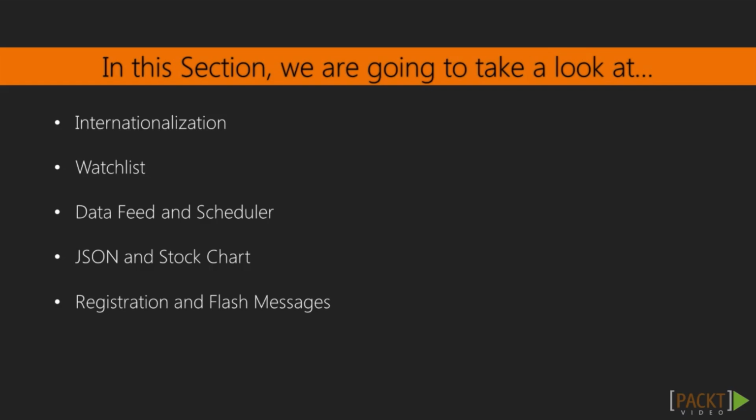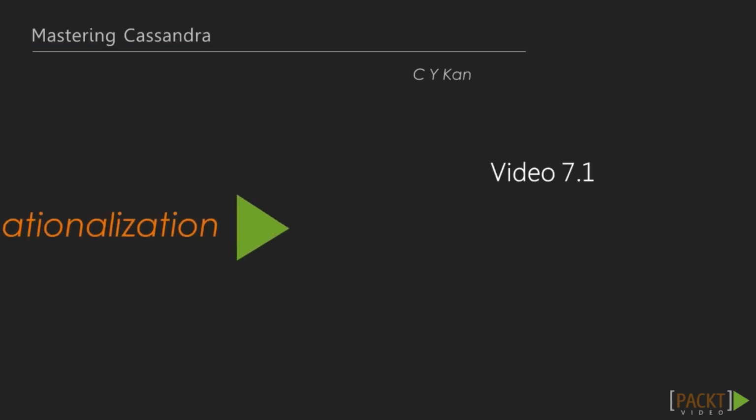We'll make use of message sources to enable internationalization of the application. We'll also build the watchlist function to provide CRUD functionality to a table in the Cassandra database. Then we'll code a program to collect and decode the historical prices from Yahoo Finance and put it in a scheduler to run. When the stock data is ready, we may build a JSON web service to feed the data to generate stock charts. Lastly, we'll work on the member registration function and see how to use flash messages.